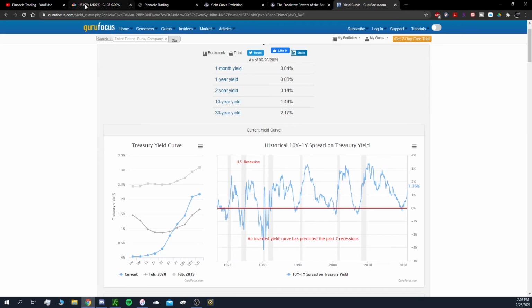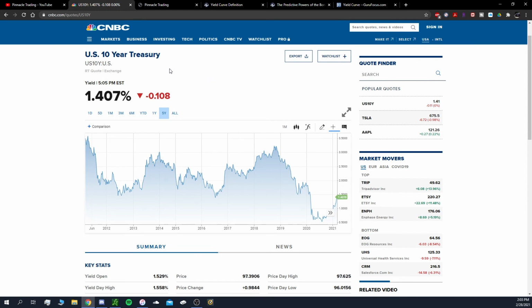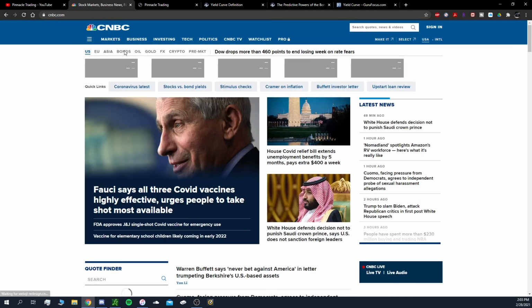And you can also look at CNBC. It doesn't show you the inverted yield curve, it just shows you that, but it doesn't highlight it with the market itself. So you can also go to CNBC, like I showed you, click on the bonds tab and get into that.